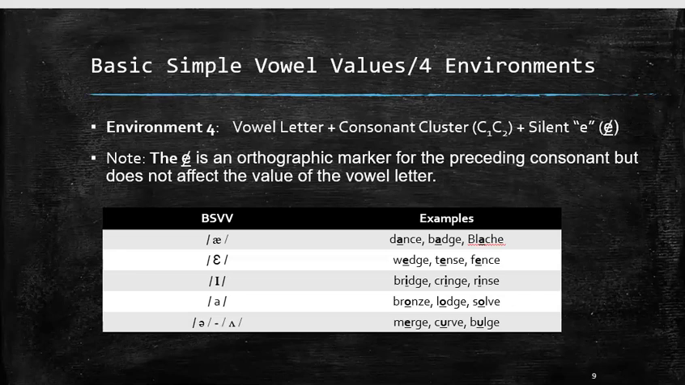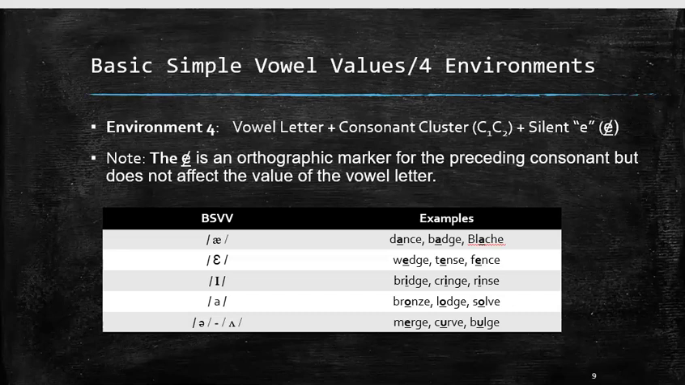And the note that I'm presenting here, as in the handout, is an orthographic marker for the preceding consonant, but it does not affect the value of the vowel letter itself. So here, if I didn't have that silent E in the word dance, it would seem that I'm saying dank, even though that's not a word, right? Bag, bag.